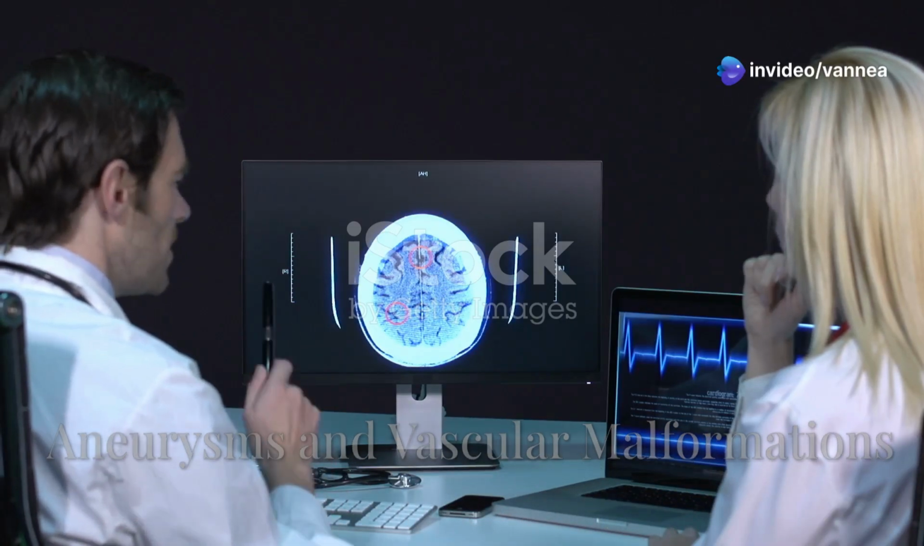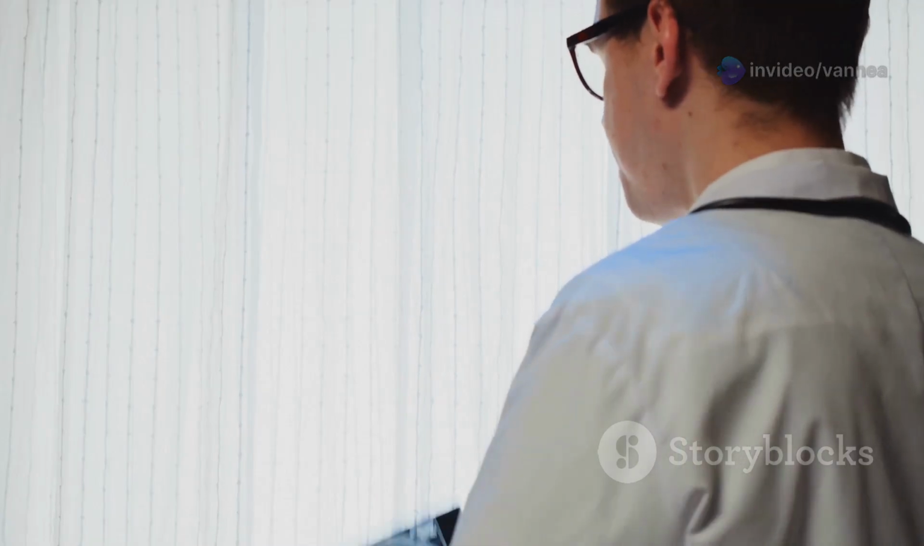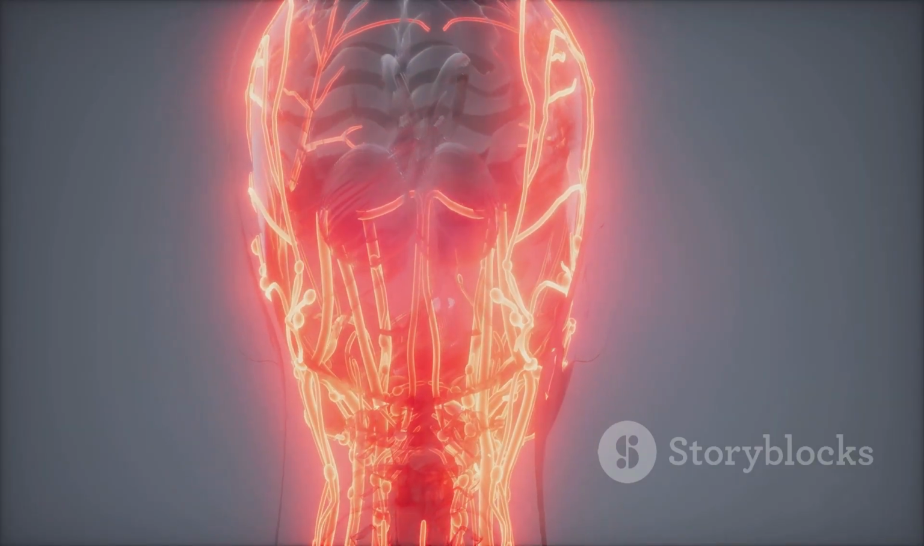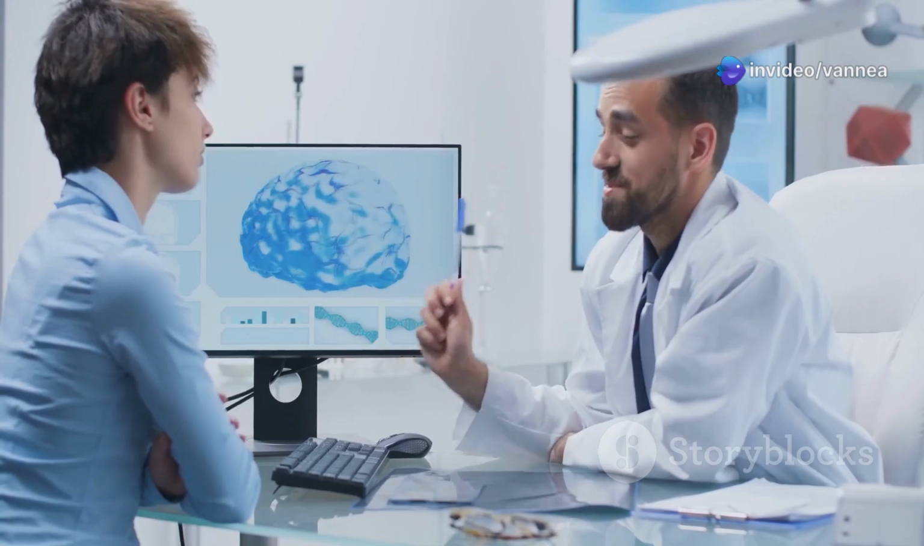Next up, aneurysms and vascular malformations. Aneurysms that are located near the course of a cranial nerve, for example, a posterior communicating artery aneurysm compressing cranial nerve 3, can have a significant impact.